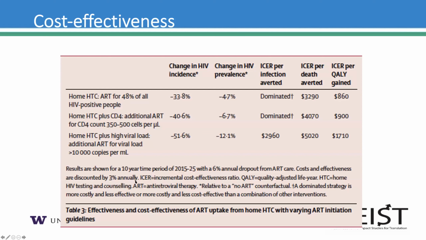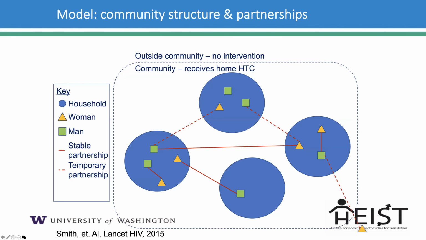And then we were able to estimate cost effectiveness. And Jim's already introduced you to the terms of dominated and which strategies were effective and cost effective for linking people to care. And I just want to show you a map of a different type of model. So first we looked at population level models, and this model is a household level model.